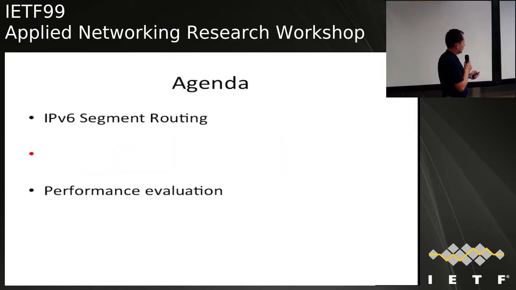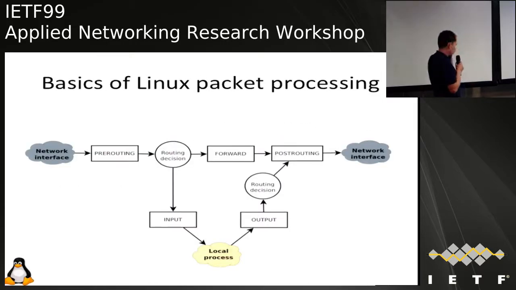Second point, implementation in the Linux kernel. If you look at what's happening in a typical Linux kernel when you process packets, you go from one network interface to another, and the functions that you will apply to the packet are the pre-routing step. Then you have the routing decision that decides whether the packet is local or whether it needs to be forwarded. If it's local, it goes to the input processing, and then it goes to the local processes. And then you have the output processing, routing decision, forward and post-routing.